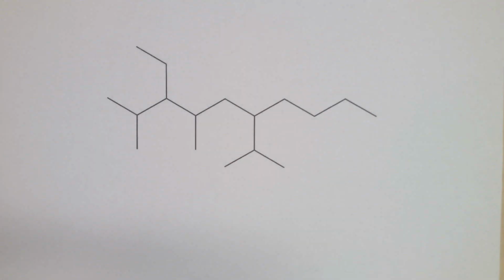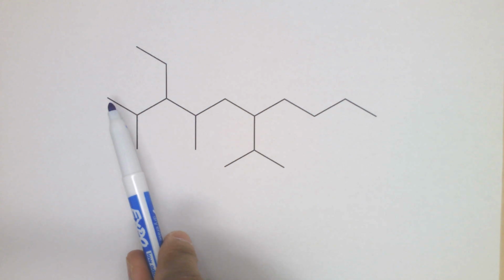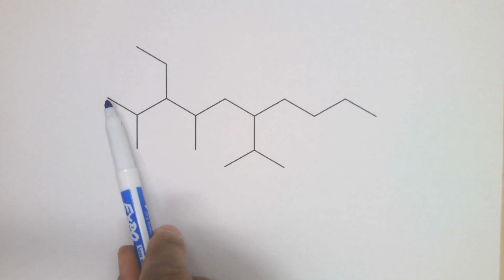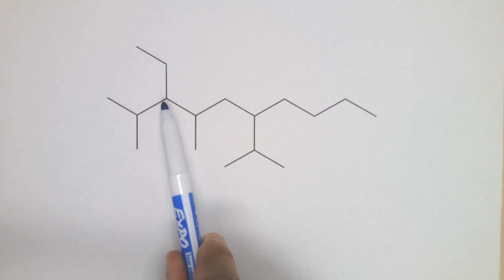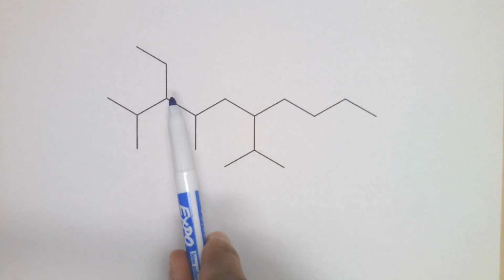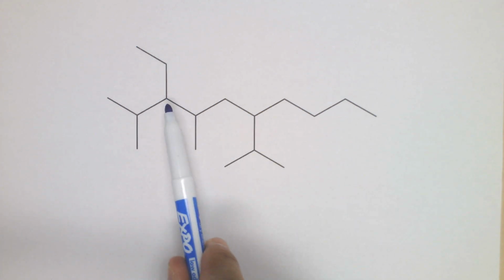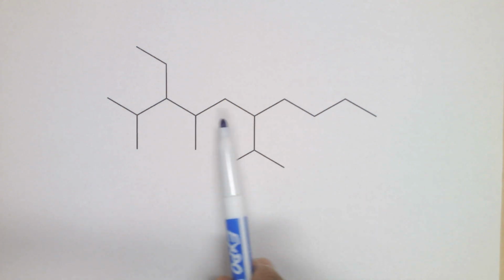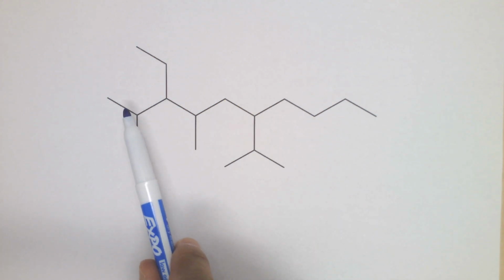Here's another example of naming a branched alkane. Again, first step is to identify the longest carbon chain. I'll start at this end here. I'll start with 1, 2, 3. I have a choice to make. I can go up with these two carbons or continue going across. Clearly, I'll continue going across for the longer carbon chain.